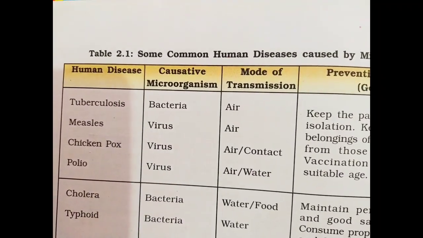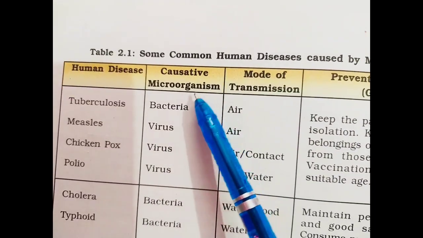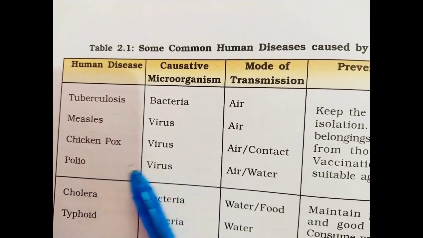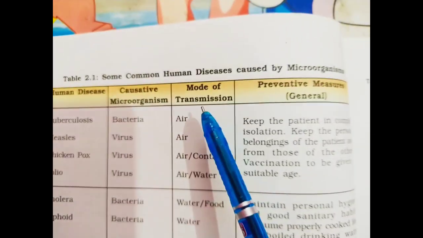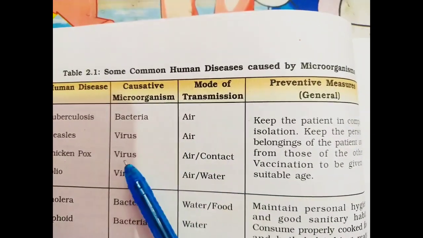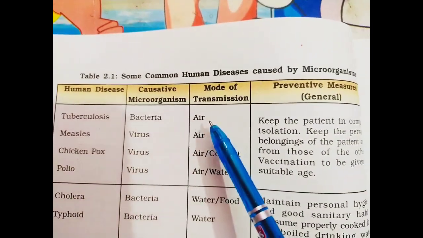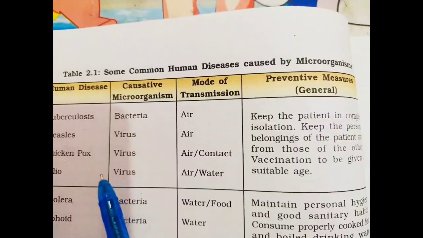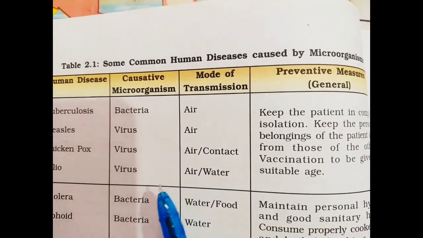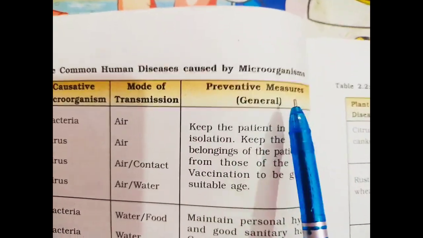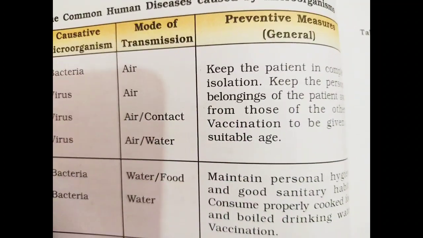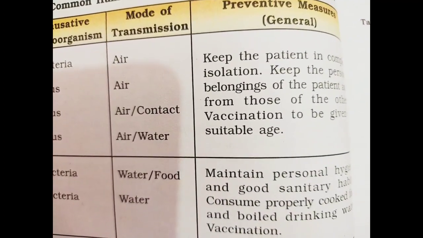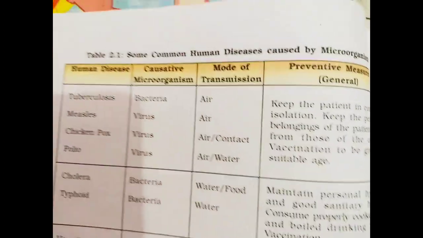In the first column, the names of the human diseases are given. In the second column, causative microorganism, the names of the microbes responsible for these diseases are given. Third column, mode of transmission, the medium by which they spread. You can see here the medium, air, water, food, by which they move or spread from one place to another, from one animal to another. The fourth column, preventive measure, means how we can prevent these diseases, what methods we can use to save ourselves from the diseases. So let us start this table.